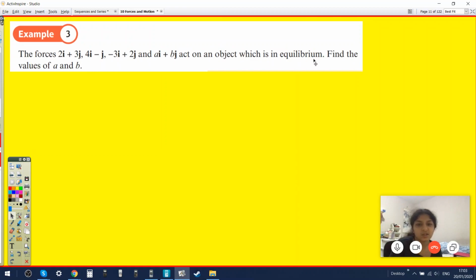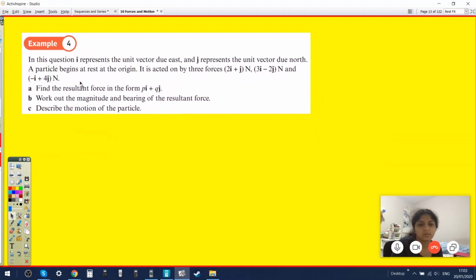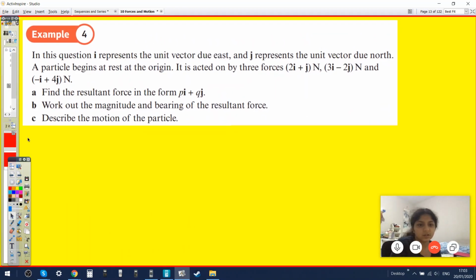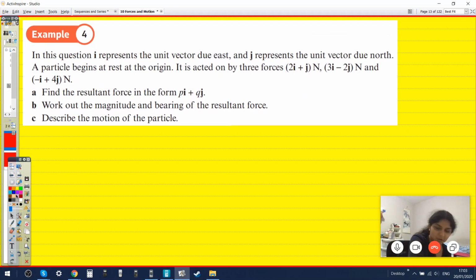Let's see this one. Find the values of A and B. How about this one? So the resultant force is just all the forces added together. I got 4I plus 3J. Okay. Part B.